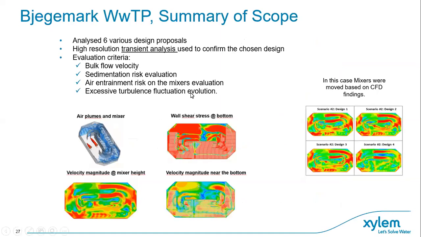The CFD analysis was quite extensive. It looked at bulk flow, sedimentation risk, air entrainment risk in the mixers, excessive turbulence evaluation, flocculation evaluation, and so on. So there were a lot of different types of CFD analysis made, and also, as I said, we saw that air plumes would come into the mixer. You can see here that some are going into the mixer, and we moved them to get away from that. That also reduces future problems with mixers, and it would not be captured with normal guidelines. So this is purely due to a CFD analysis of the total system.